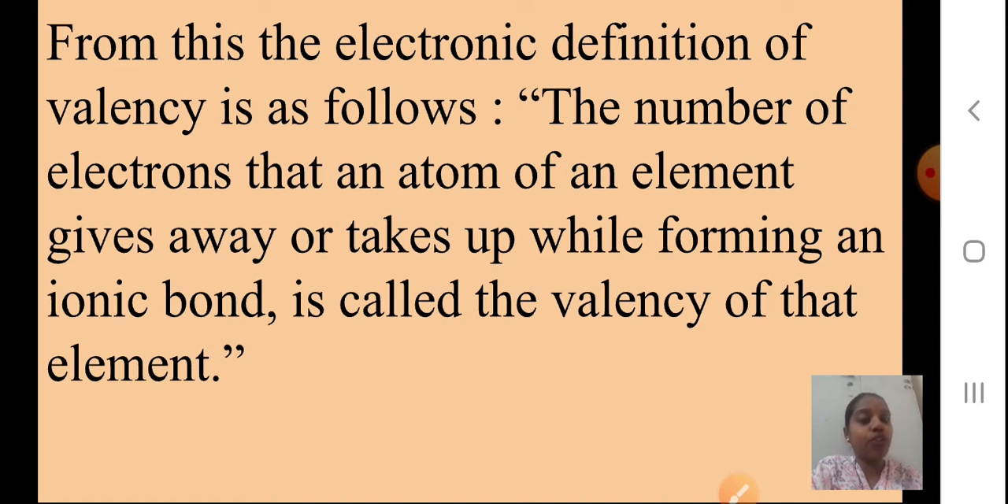Which type of bond will form, students, while this give and take? Yes, ionic bond. The number of electrons that an atom of an element gives away or takes, to form ionic bonds, is called the valency of that element. This is the electronic definition. Okay, students, did you understand this?